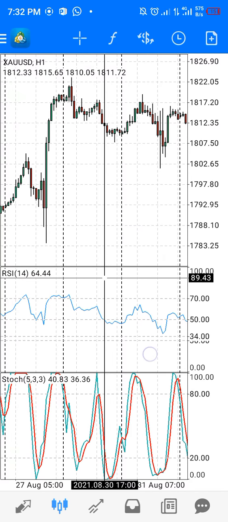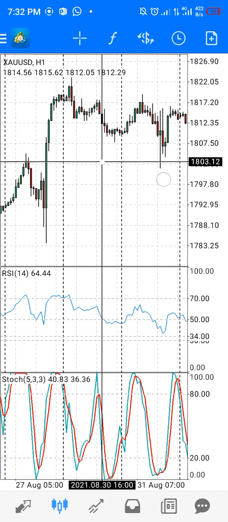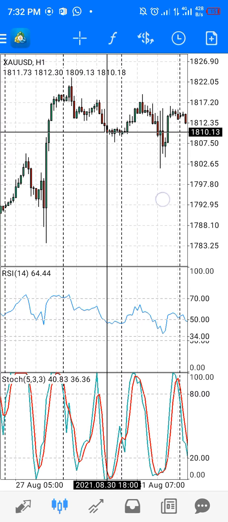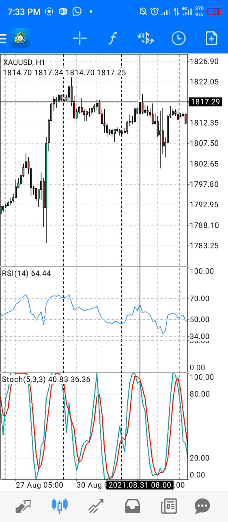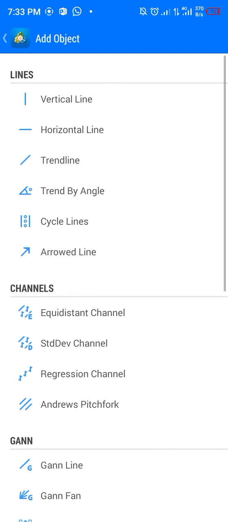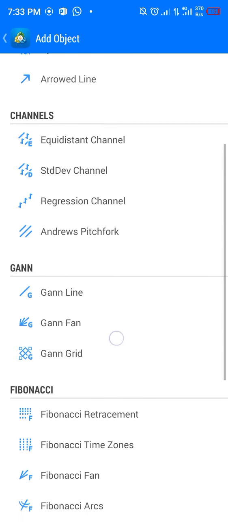Okay, at this point, you can see that the stochastic is at the oversold level and the RSI is at the 50. So you can see the candle here at this point. Now you can see that after here, stochastic was oversold. It trailed upwards to this level here. Okay, let me show you what happened there.